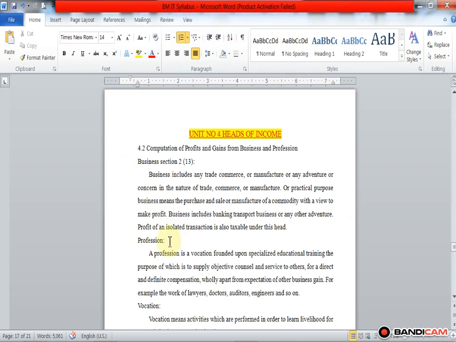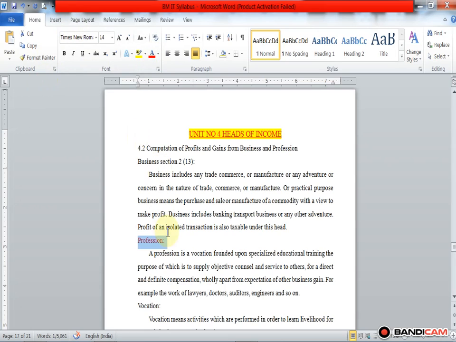Then profession. Okay, what does profession mean? A profession is a vocation founded upon specialized educational training, the purpose of which is to supply objective counsel and services to others for a direct and definite compensation, wholly apart from expectations of other business gains. For example, the work of lawyers, doctors, auditors, engineers, and so on is considered a profession.